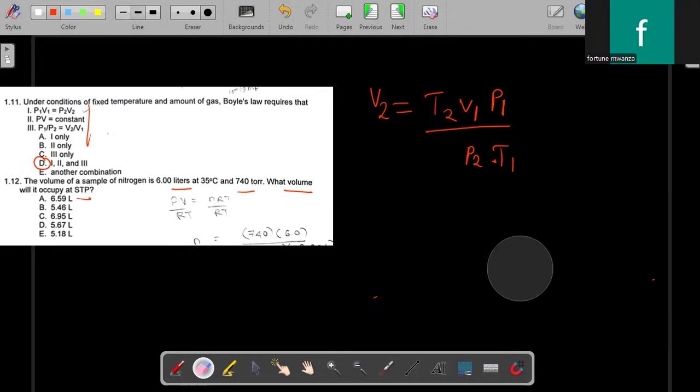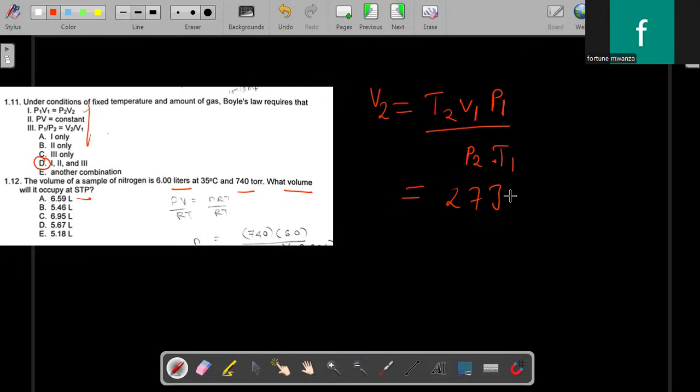So I simply put in what I have. What's the second temperature? The temperature I'm given is 35 degrees Celsius, which is my temperature 1. The second will be at standard temperature, so my T2 is going to be 273 Kelvin.